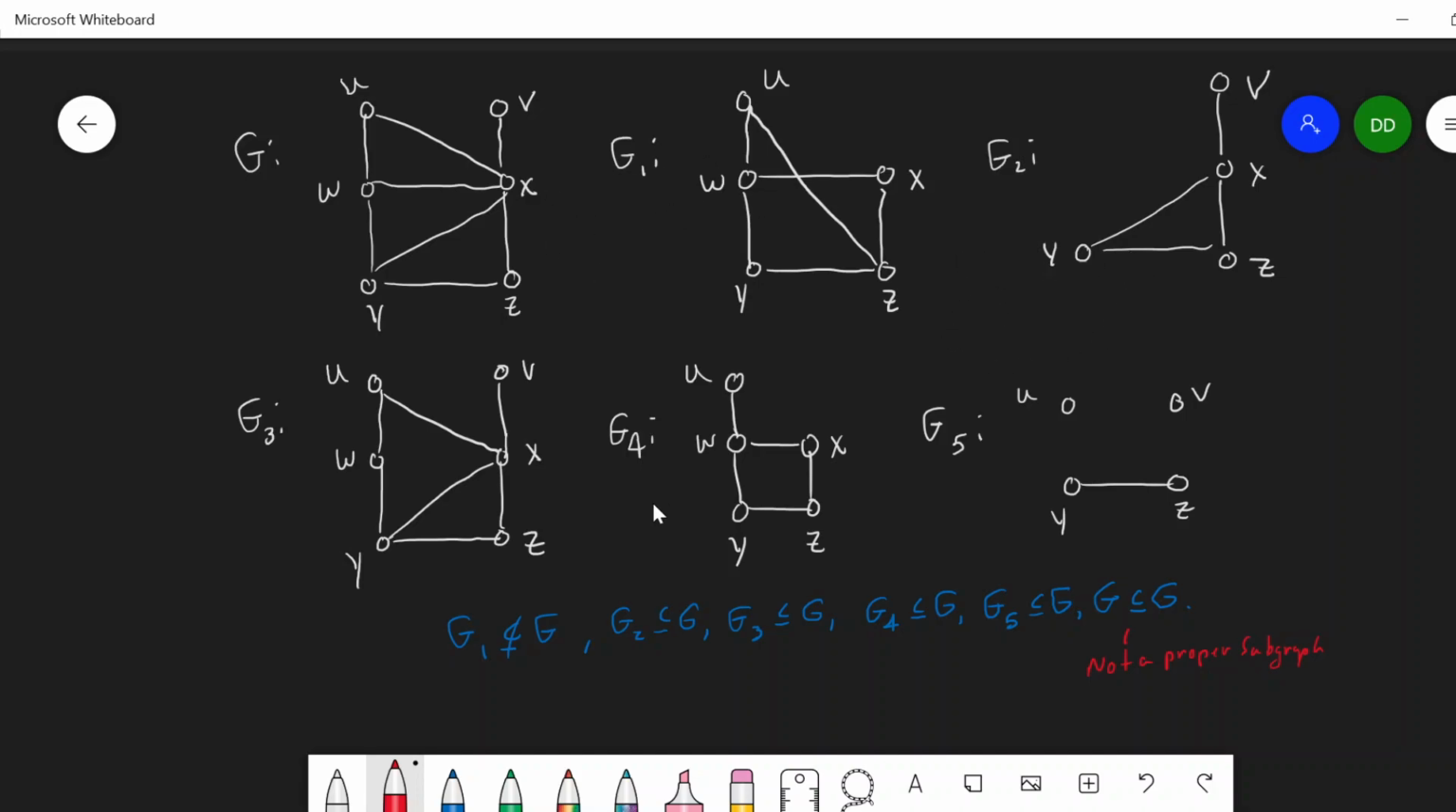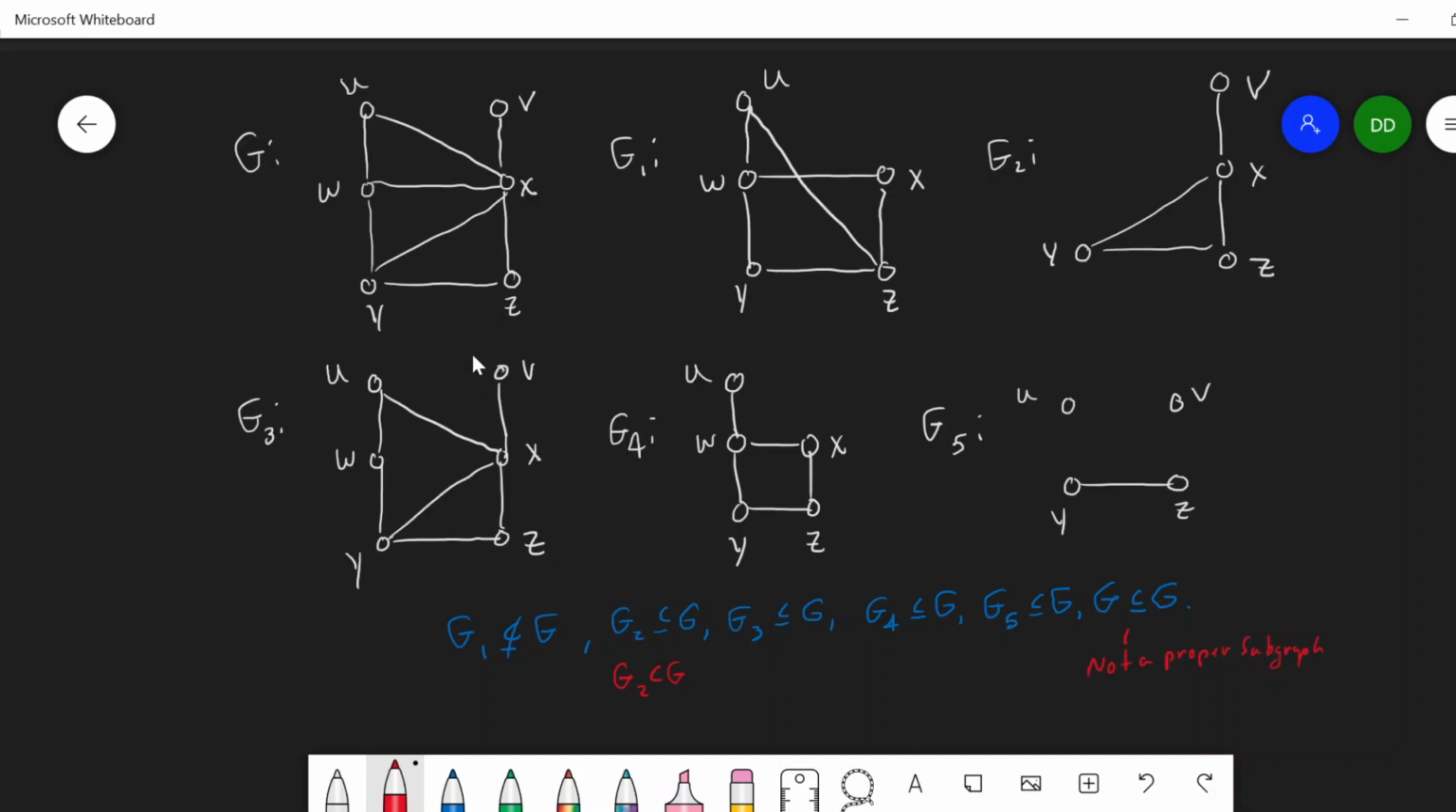G2 is a proper subgraph of G. I want to say G2 is entirely contained in G, and that it's not all of G. It's not the same graph as G, and that's really what proper subgraph is telling us, is that it's not the same graph, but it is contained in it.